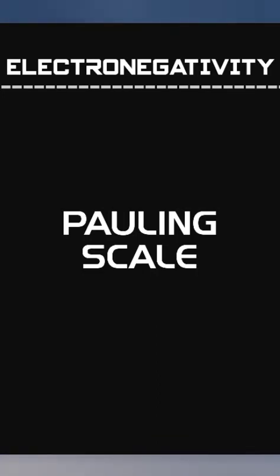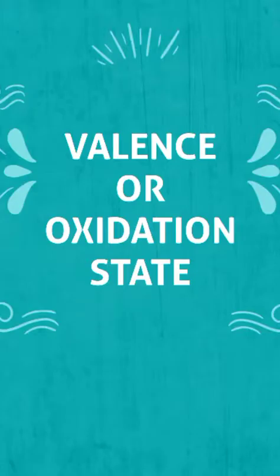Now, the trend. As we go from top to bottom, electronegativity decreases, and as we go from left to right, electronegativity increases. This electronegativity can also be compared to the metallic and non-metallic character of the elements. That is, electronegativity is directly related to the non-metallic property of the element and inversely related to the metallic property of the element.